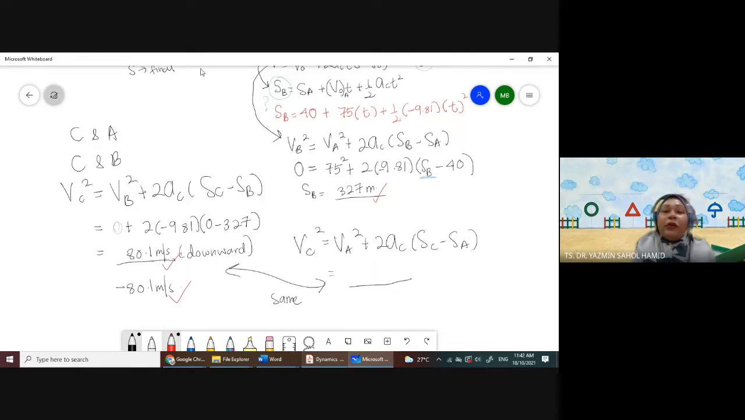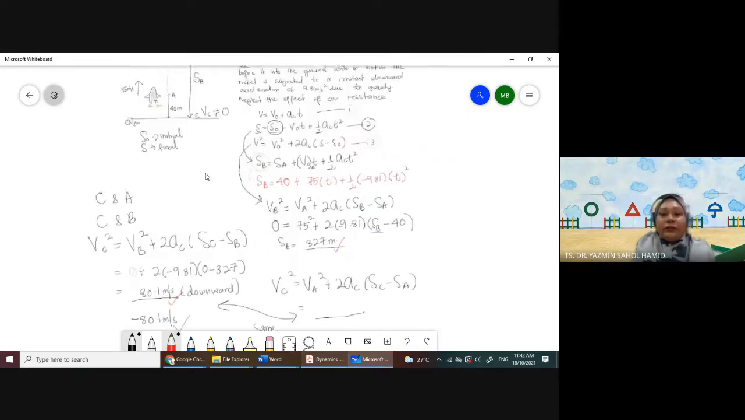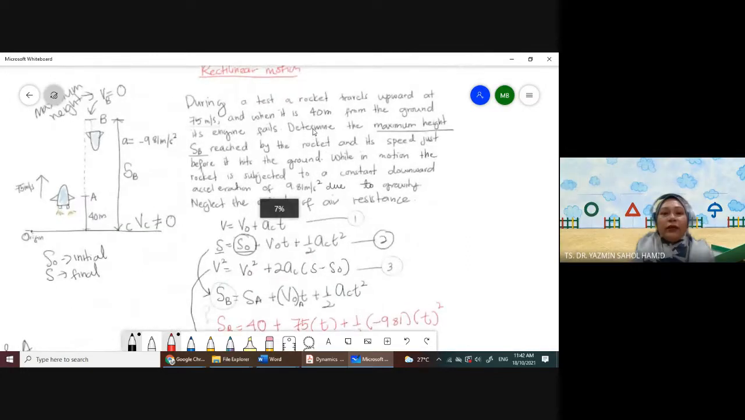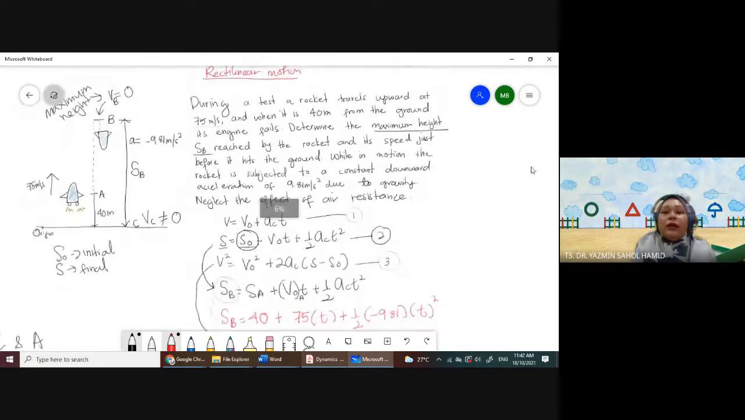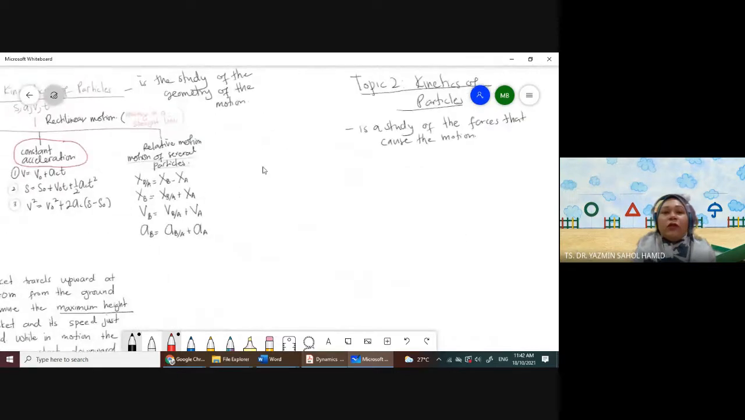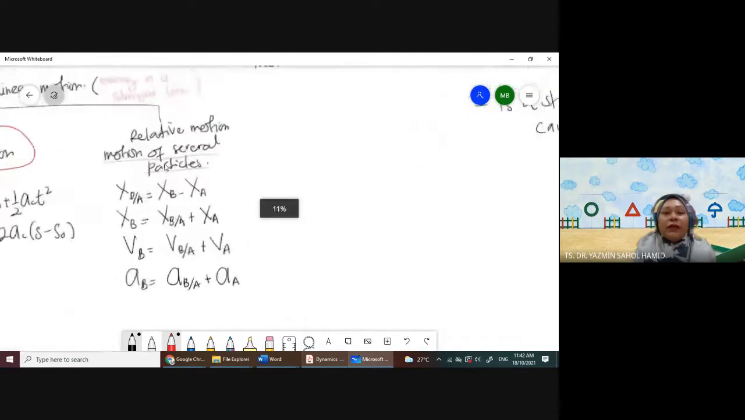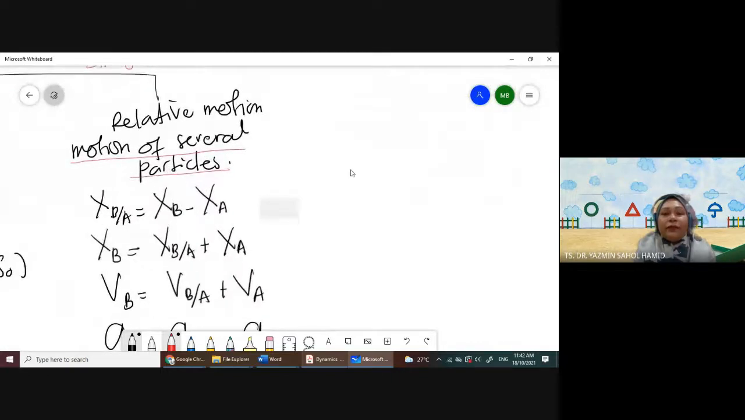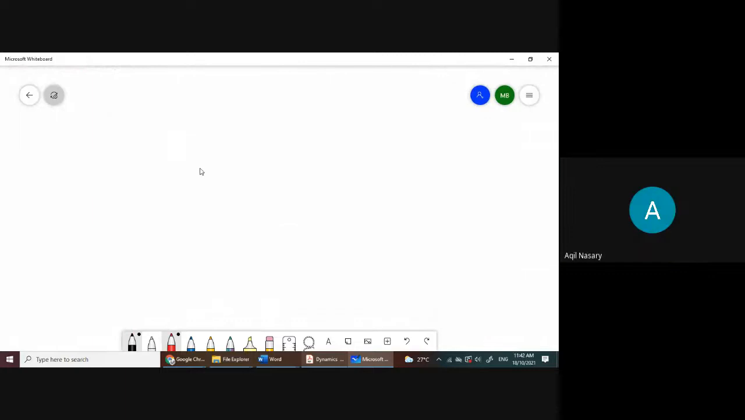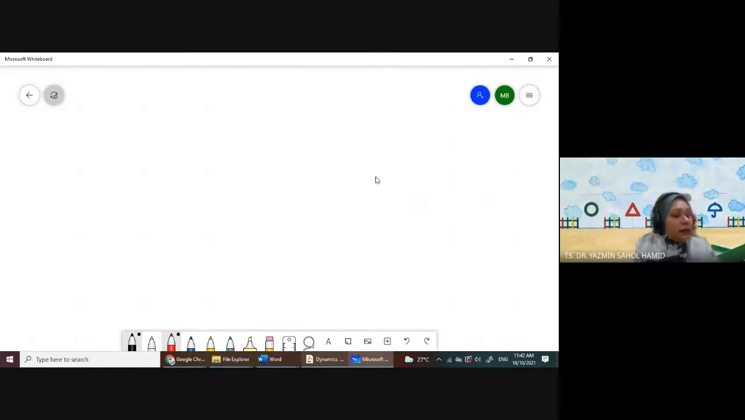Okay, is everyone okay with this question? Are you okay, guys? Yes, betul. Boleh? Okay. All right. Now we're going to do another question. Motion that involves several particles. Are you ready? Yes, betul. Yes. Boleh? Okay. All right.